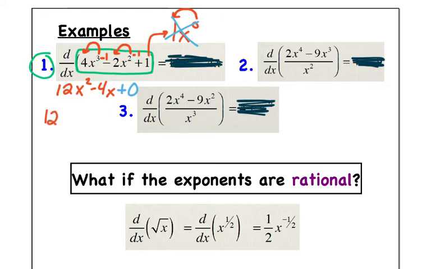Final answer? About 12x squared minus 4x. Let's check our answer. Wow, we're good. And there's number 1. That's the power rule. It's so pretty and so easy to use.